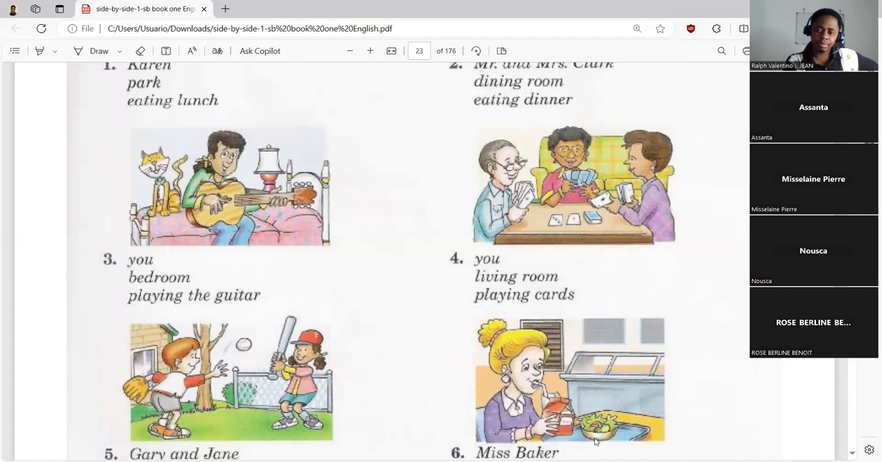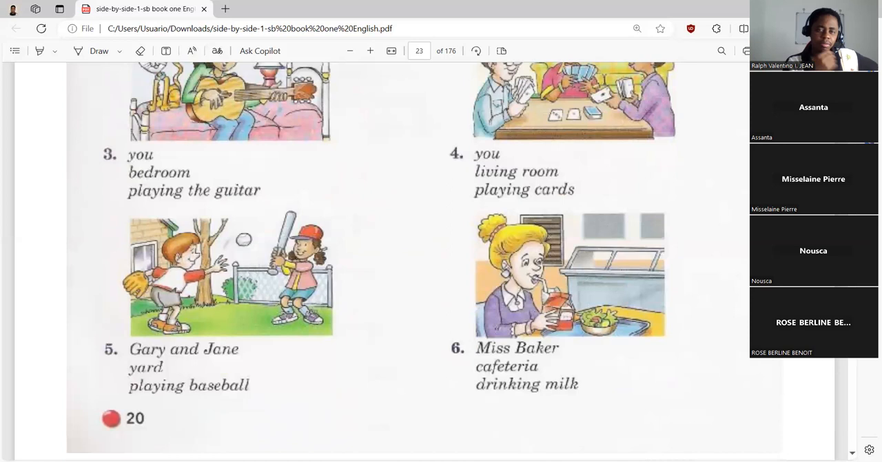Number five. Merci, Osberly. Thank you so much. Nuska, number five. Let me take someone else if you are not comfortable enough, not confident enough. Asenta, number five. Yes. Number five. It's your turn.